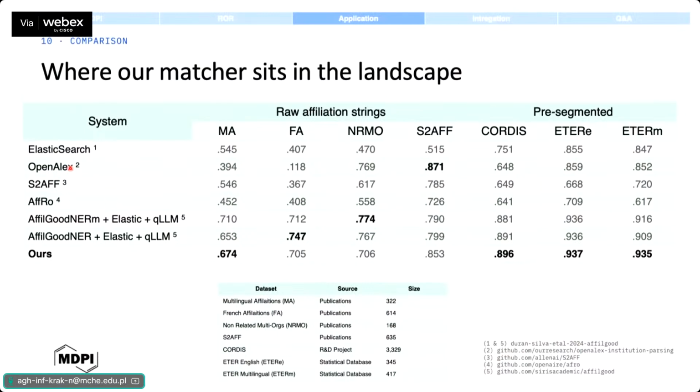For example, OpenAlex has their own solution, but it's based on classification models, which means that every time there is a new registry, which is quite often, they would need to retrain the model. So they predict or infer the latest ROR IDs.